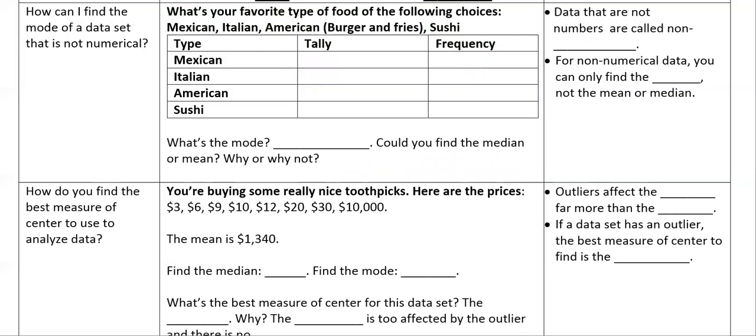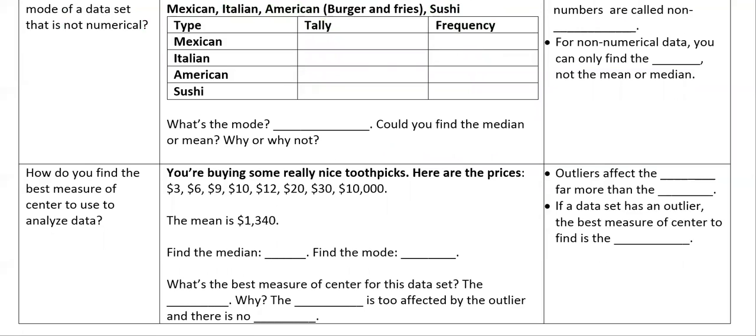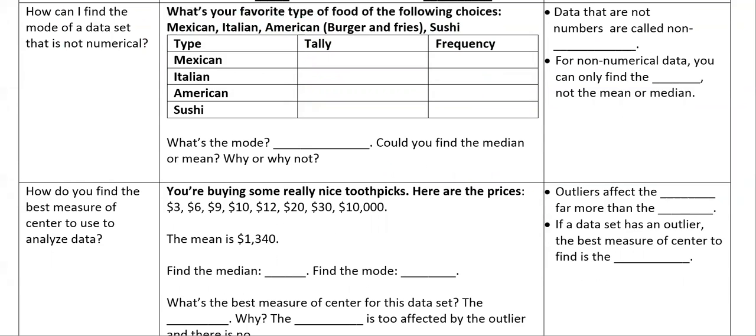All right, let's go on to the last question here. And that last question is, hold on, my computer's being very, very slow. How do you find the best measure of center to use to analyze data? Let's just go back over this whole measure of center business. We're looking for one number to describe a data set. Like, what's the best number to describe that data set?